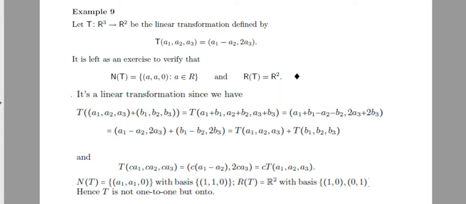Range space is all elements of the form T of (A1, A2, A3), that is of the type (A1 minus A2, 2A3). So range of T is R square.